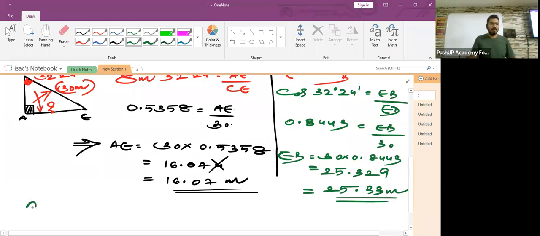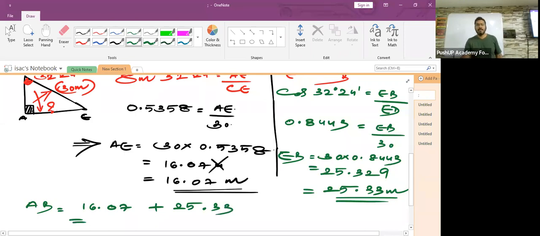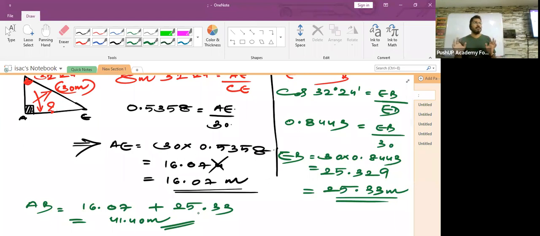Now we will get the value of AB. AB will be the sum of 16.07 and 25.33. The sum of these two is equal to how much? 41.40 meters. 2 decimal places, okay? Don't leave it as 41.4. Write it as 41.40. 2 decimal places you have to show.